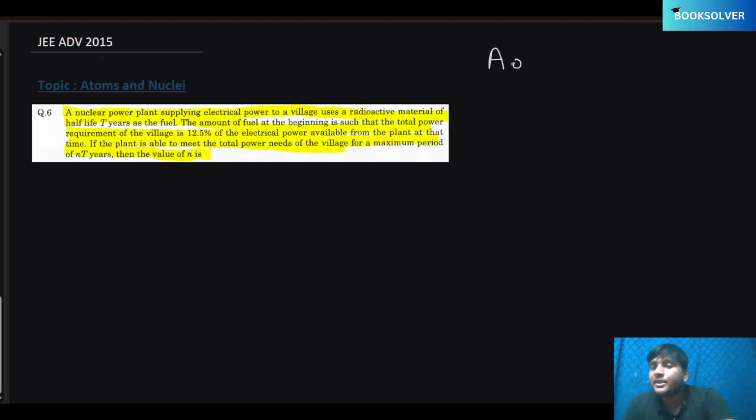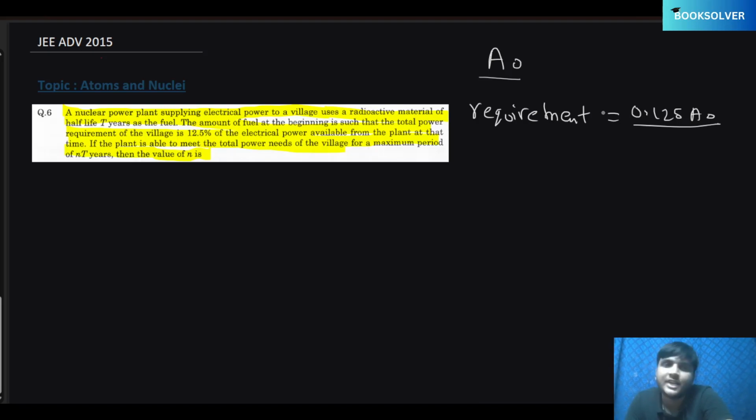Let's write the requirement. What is the requirement of the village? It is given as 12.5% of this A naught, which means it is equal to 0.125 times A naught. The plant will be sufficient for that village only while the activity is greater than this. When it becomes less than this, it will not be self-sufficient to provide the power.